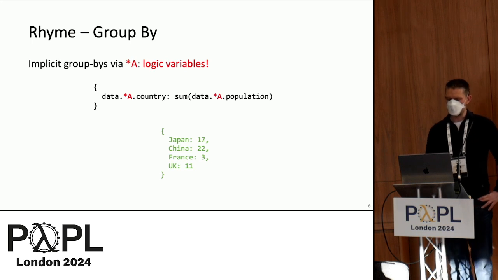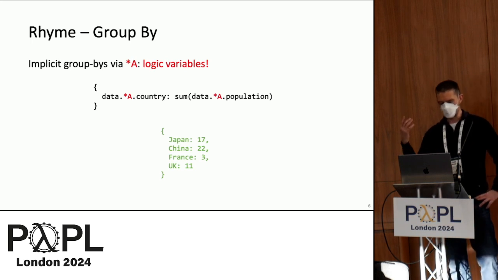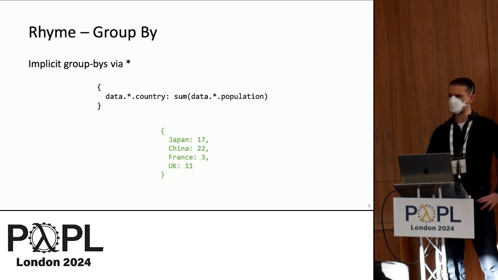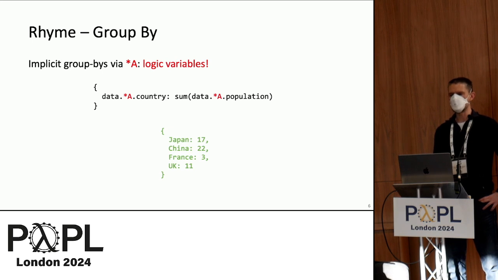So, of course, if you know about declarative programming languages, you already might have this idea. Well, this star looks like a logic variable somehow, and in fact, it is. So instead of just using a star, we can use any kind of identifier. We can say star A or star B, and actually use that as a logic variable to say, this is really the same iteration.